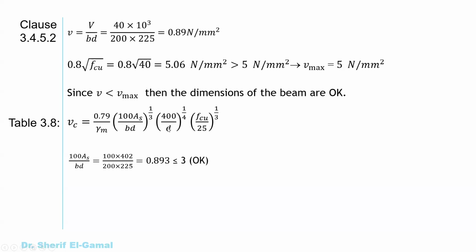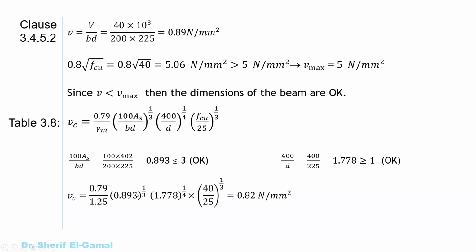Then we have to check this part here, 400 over d. It is greater than 1, which means it's okay. I take it as 1.778. If it is less than 1, we take it as 1. Then we can substitute into this equation and we can get Vc in this case. It is 0.82 Newton per millimeter square.